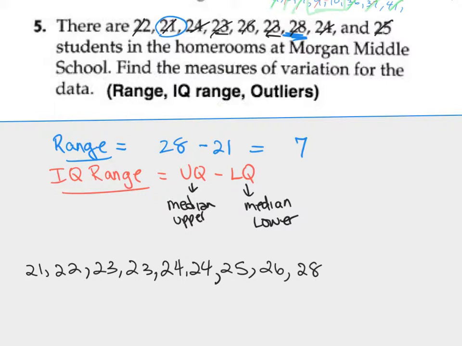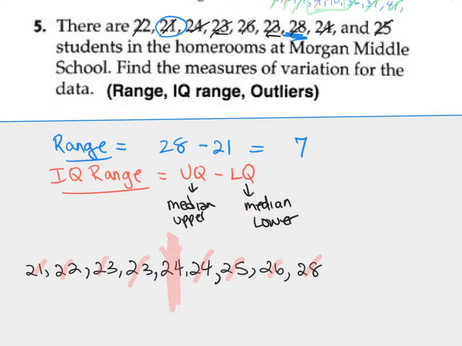Remember that in order to find the upper quartile, you first have to find the upper half. Same thing with the lower quartile. So first we have to find the median. And to find the median of all the data, you work outwards in. 1, 2, 3, 4. The median is 24.